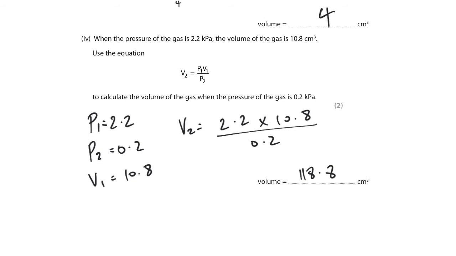We've then got a nice little combined gas law question again. When the pressure of the gas is 2.2 kPa, the volume is 10.8. Calculate the volume of gas when the pressure is 0.2. Initial pressure P1 is 2.2, final pressure is 0.2, initial volume is 10.8. We don't know the final volume. Swap these numbers in, so I'm going to get 2.2 times 10.8 divided by 0.2, which gives me 118.8 centimeters cubed.